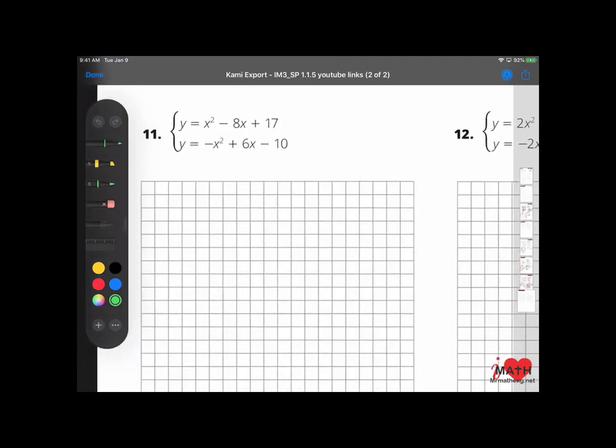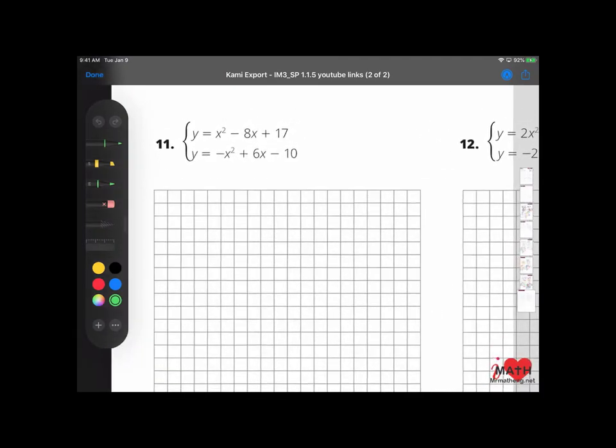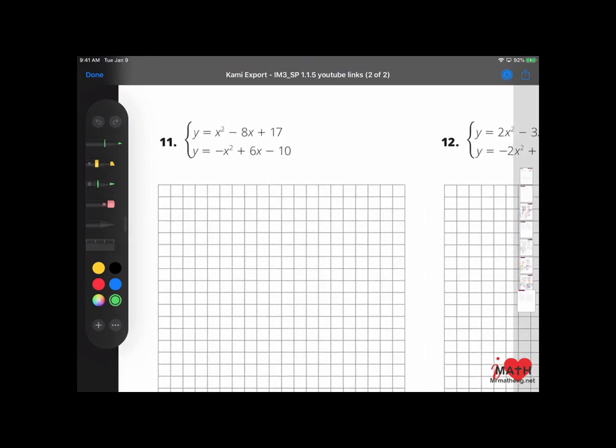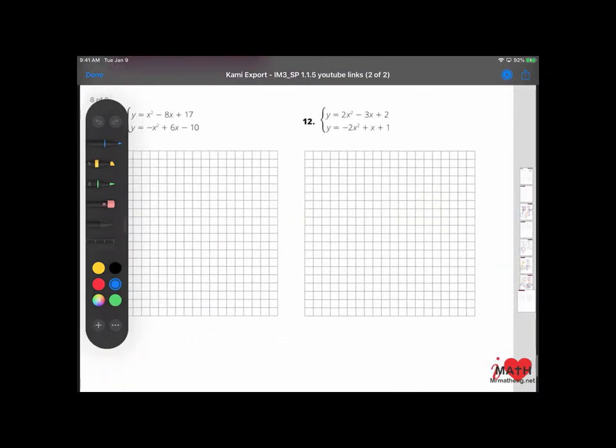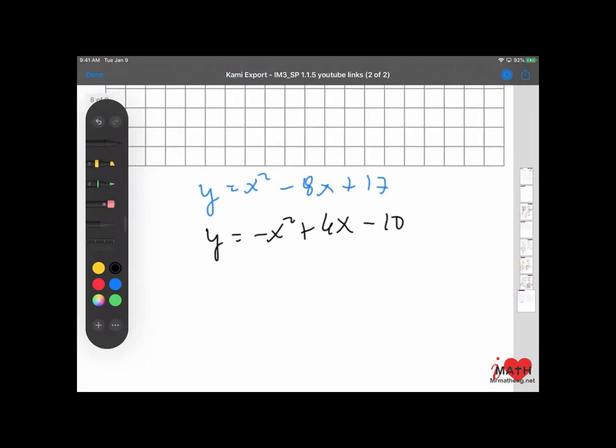And we need to solve this algebraically and then go ahead and prove it graphically. So what I'm going to do is just copy down the problem below. Y equals x squared minus 8x plus 17. And this other equation is y equals negative x squared plus 6x minus 10. Alright, so this is called a system of equations because there's 2 variables.